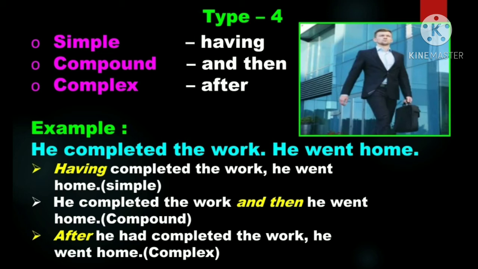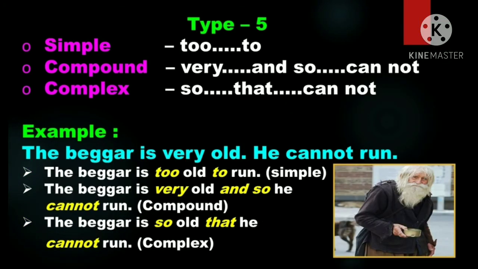Look at the example. He completed the work. He went home. So, when it goes to simple sentence, then it will become "Having completed the work, he went home." When it goes to compound sentence, then "He completed the work and then he went home." So, when it goes to complex sentence, it will be changed as "After he had completed the work, he went home." Got it? Yes. The next one is type 5.